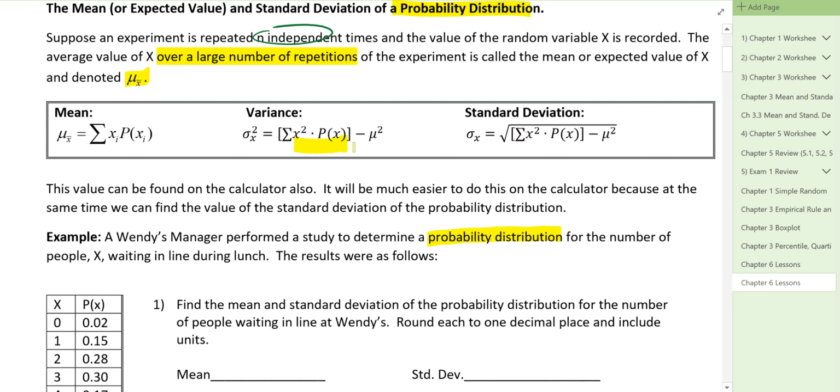Now to calculate the mean, you can use a calculator. And we can also use the calculator to find the standard deviation. Once I get my standard deviation, sigma of x, I can just square it to get the variance. Alright, let's do an example.